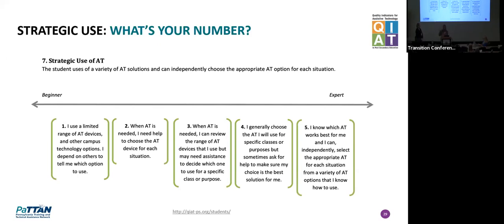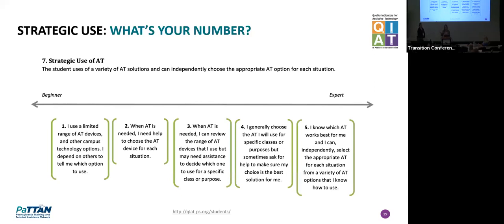Next level. Number 2, when AT is needed, I need help to choose the AT device for each situation. Anybody in that situation? That's why we have AT people. We also have peers that might be more tech savvy, so again, use your peer resources. Go to three before me is the thing that we teach our kids in school that we also need to employ. Number 3, middle of the road. When AT is needed, I can review the range of AT devices that I use, but I may need assistance to decide which one to use in a specific class or situation. Do we have anybody? Okay, middle of the road. Awesome.